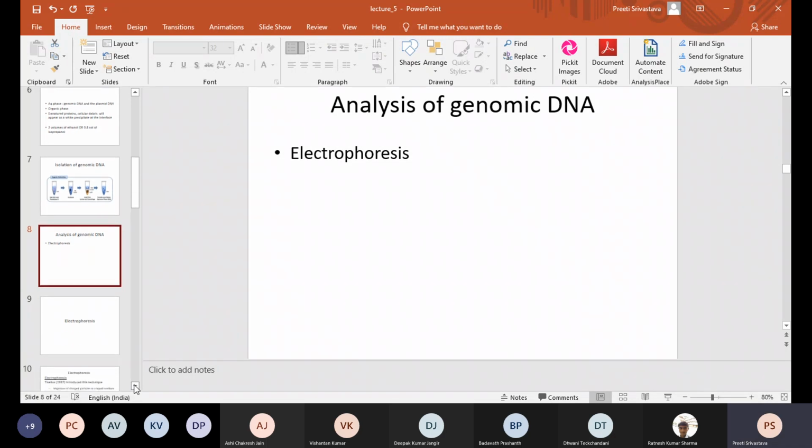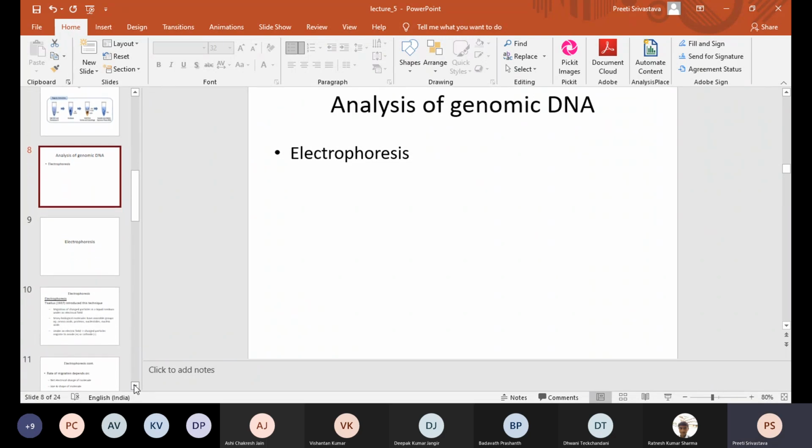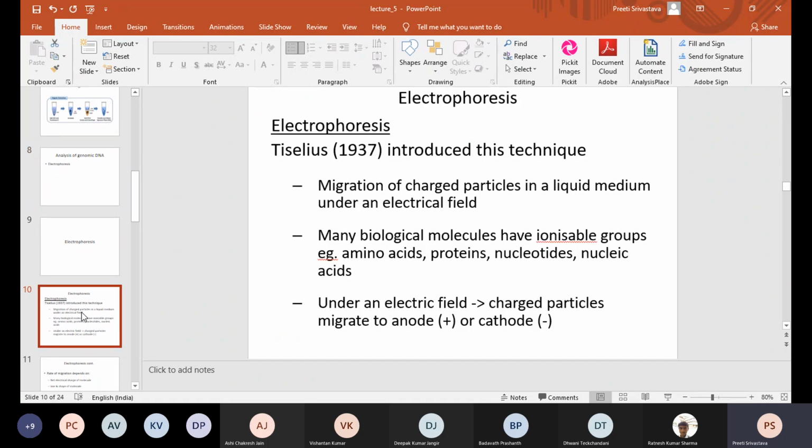So let's discuss the basics of electrophoresis first. The term electrophoresis was coined by Tiselius in 1937, and electrophoresis depicts migration of charged particles in a liquid medium under an electric field. Now liquid medium was the term which was used earlier, but the class is aware that not only liquid medium, but these days a variety of support media are available, and we are going to discuss these.